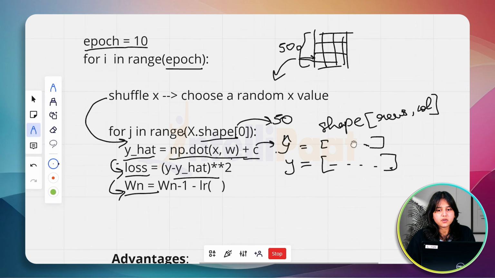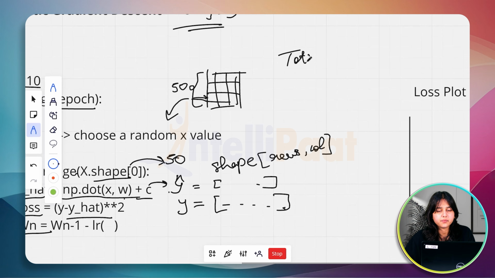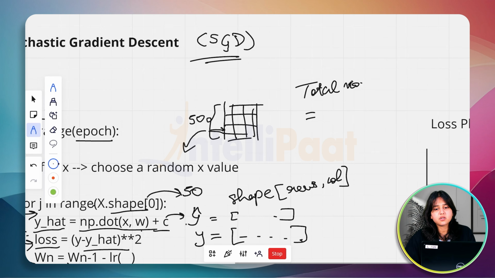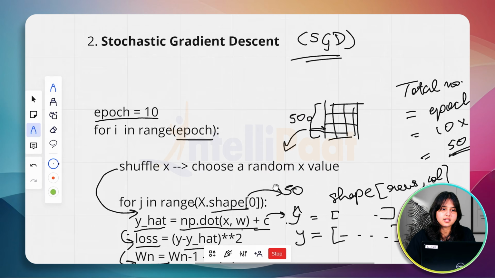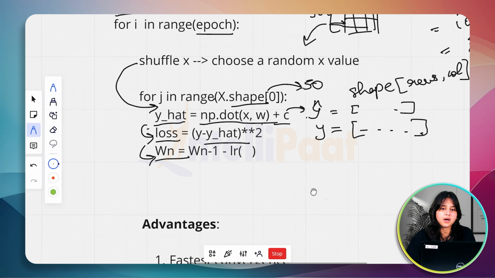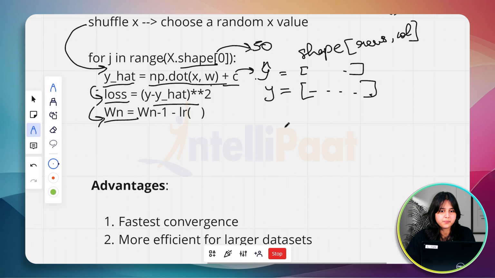So the total number of times our weight is updated is basically the number of epochs into the number of data points. Here we have 10 epochs and 50 data points, so 500 times our weight is going to be updated. So you can see why this has a lower runtime compared to our batch gradient descent or vanilla gradient descent.